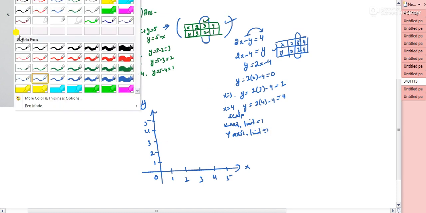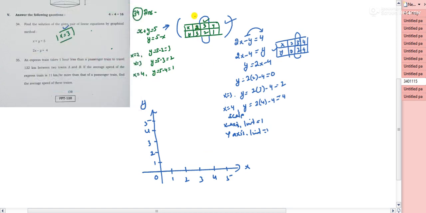Now just mark the points. So when x is 2, y is 3. So 2 and 3, it will come here. When x is 3, y is 2. So 3 and 2, it will come here. And when x is 4, y is 1. So it will come here. Just join them using scale. And this is for which equation? You have to write that. Yes, x plus y is equal to 5.